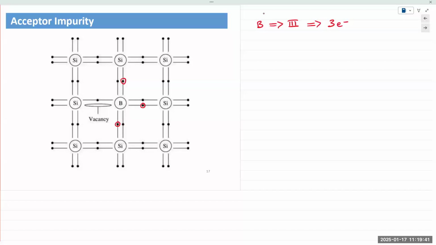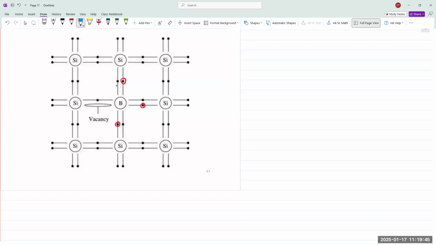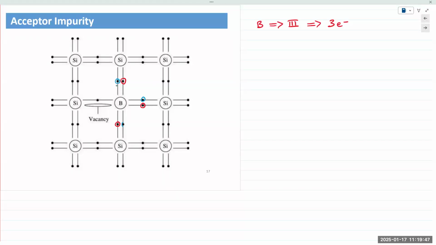Okay, let me show you where. It bonds with 4 silicon atoms, but it only shares 3 of its own. Okay, so in the 4th spot, there is an opening. There's a vacancy.